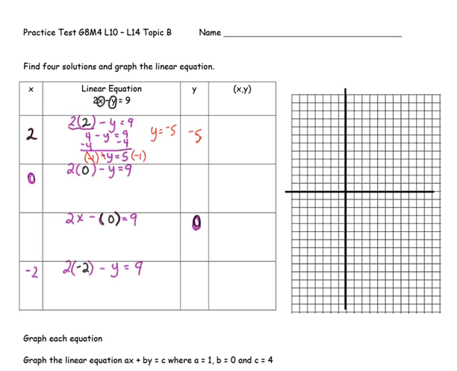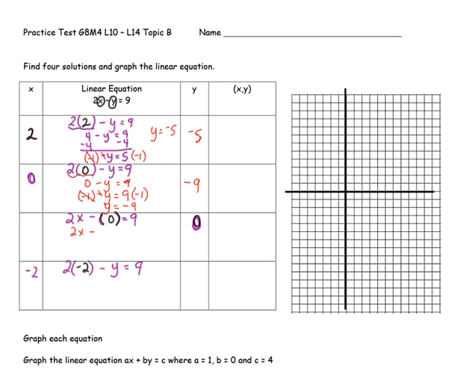For the next one, 2 times 0 is 0. 0 minus y is 9. So we have negative y equals 9. Multiply both sides by negative 1. Negative times negative is positive, so we have y equals negative 9.